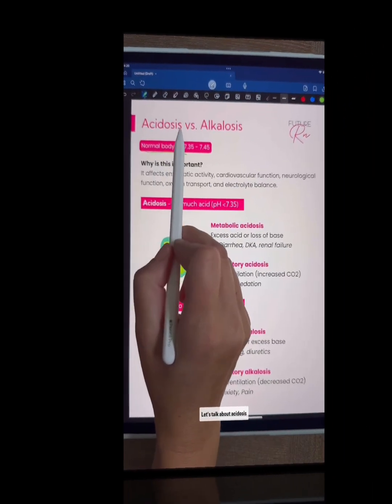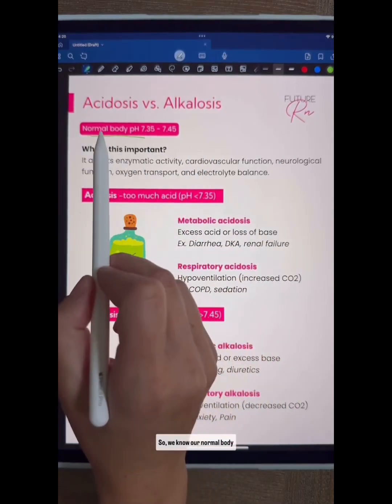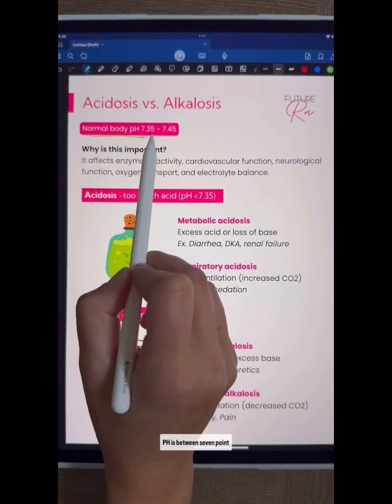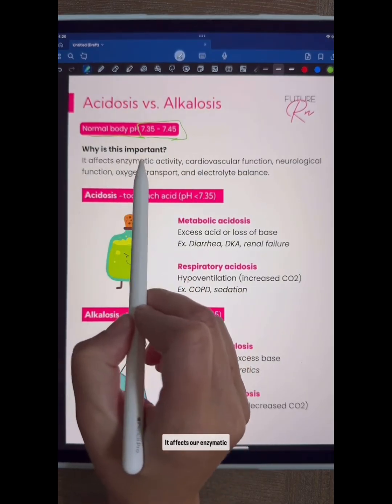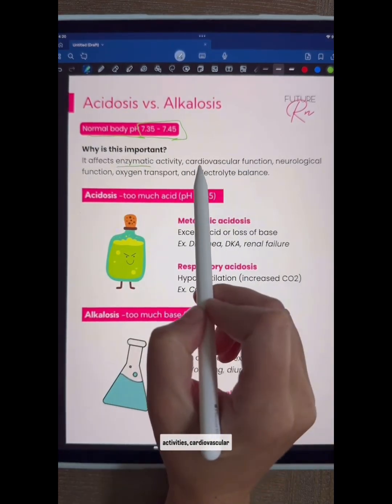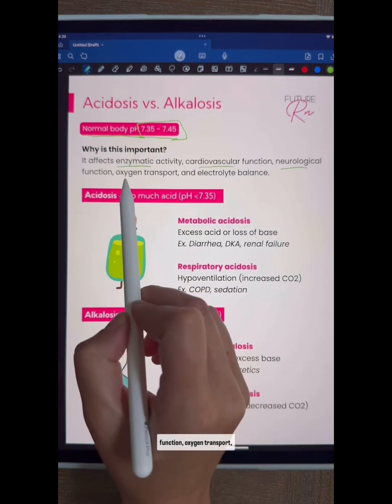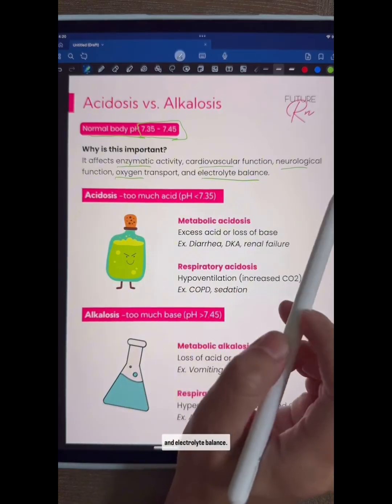Let's talk about acidosis versus alkalosis. So we know our normal body pH is between 7.35 and 7.45. So why is this important? It affects our enzymatic activities, cardiovascular function, neurological function, oxygen transport, and electrolyte balance.